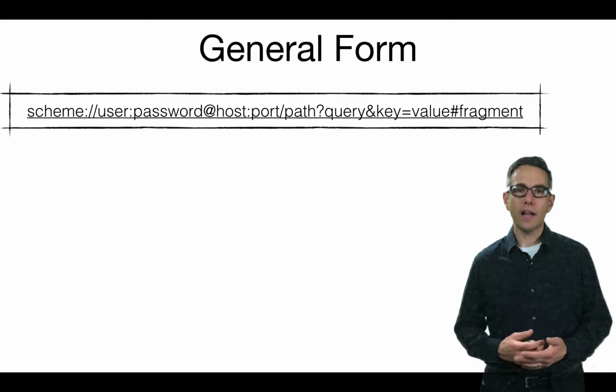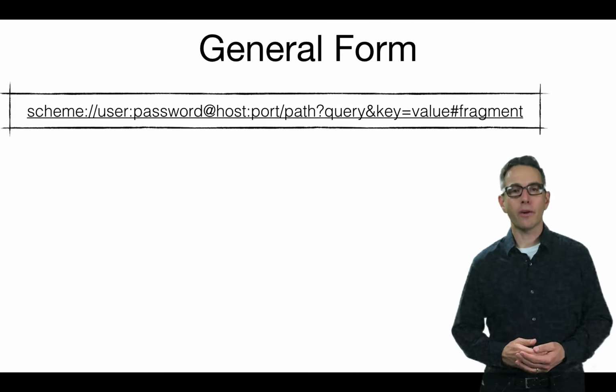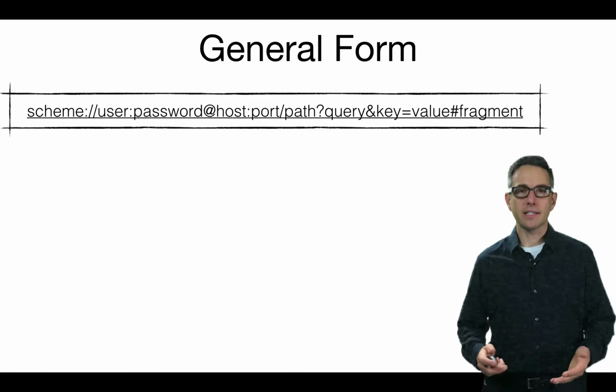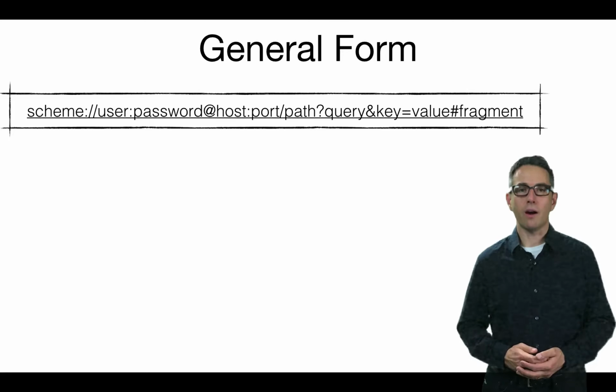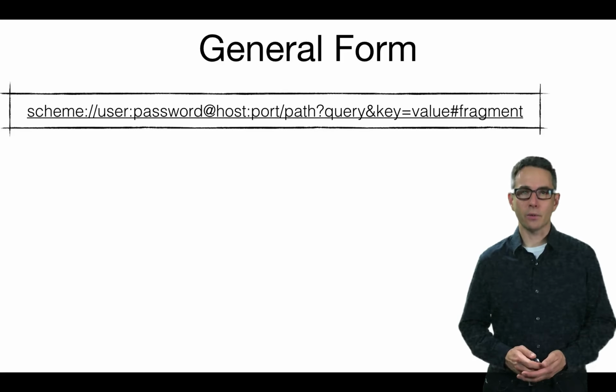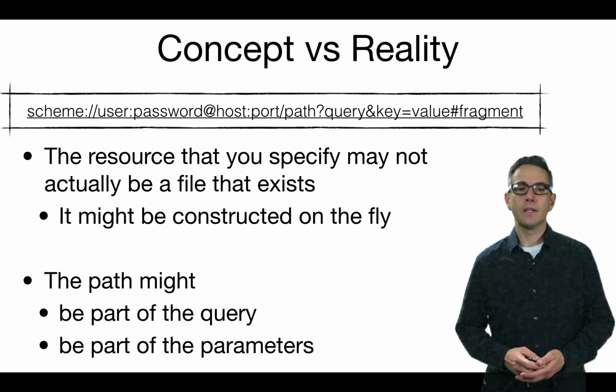resource we want, followed possibly by a question mark, a query, an ampersand, and a bunch of different keys and values. And then at the end, we may also have a fragment. So these are all the cases of a very general form of a URL. Often you'll find URLs are simpler or don't have every one of these pieces because they're not necessary for the particular resource that you're interested in.